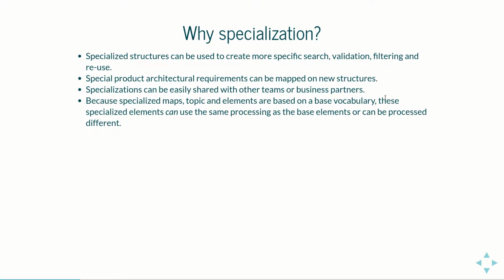So why should we specialize elements? We can create specializations to create more specific search, validation, filtering, and reuse rules, and to create our own information architecture which fits our needs. And specializations can be shared with others, so you can create a very flexible information architecture.